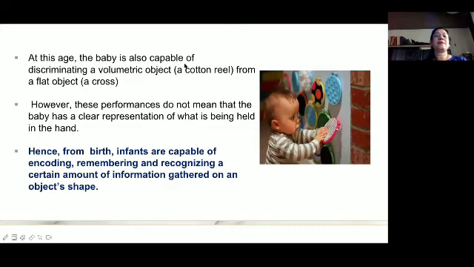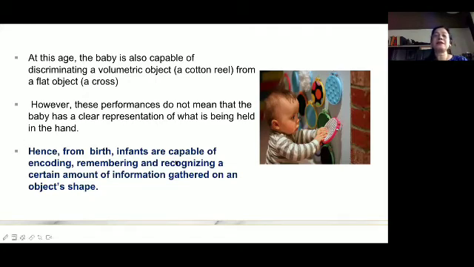At this age, the baby is also capable of looking at a cotton reel from a flat object. So look at things like small reels of thread, which you can also give them to play with. These performances do not mean that they have a very clear representation of what is being held in hand. It is a process of haptic perception.